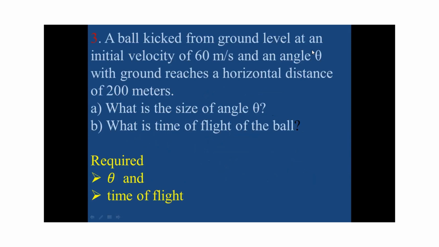Question number 3. A ball is kicked from ground level at an initial velocity of 60 meters per second and at an angle theta. The ball reaches a horizontal distance of 200 meters. A. What is the size of angle theta? B. What is the time of flight of the ball? Here the required are the angle of projection and the time of flight.